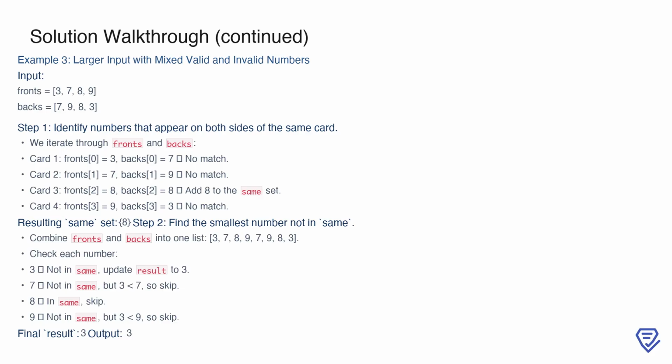On the third card, both sides show the number 8, so we add 8 to the same set. The fourth card again has different numbers, so no further additions occur. At the end of this step, our same set contains 8.